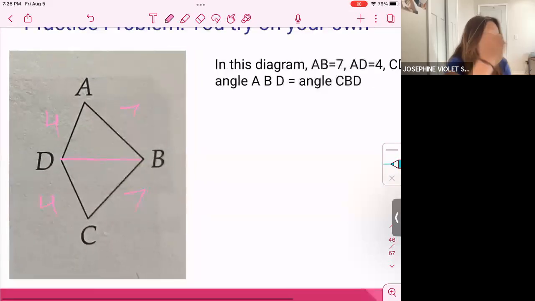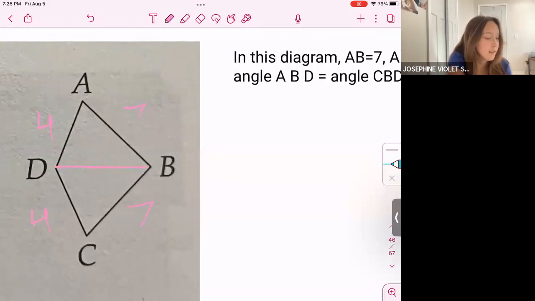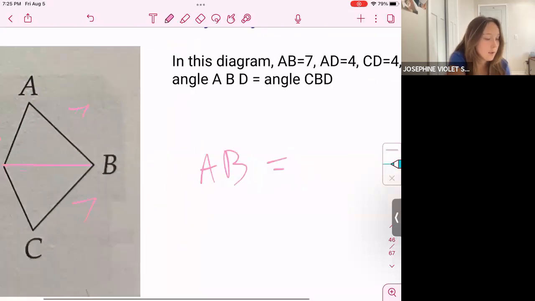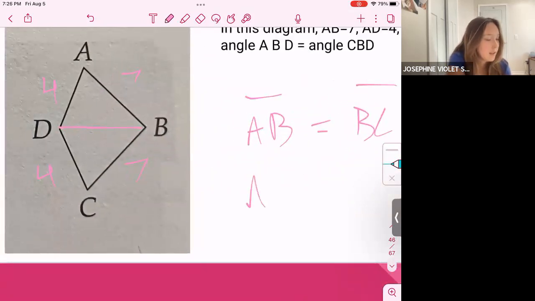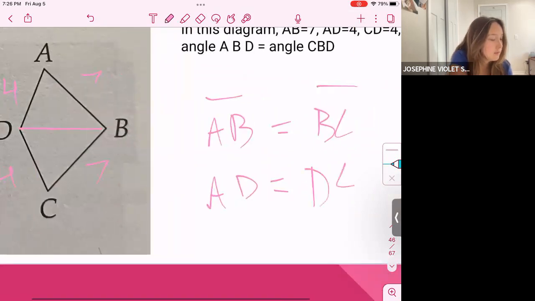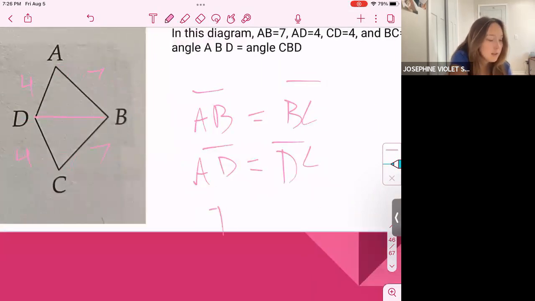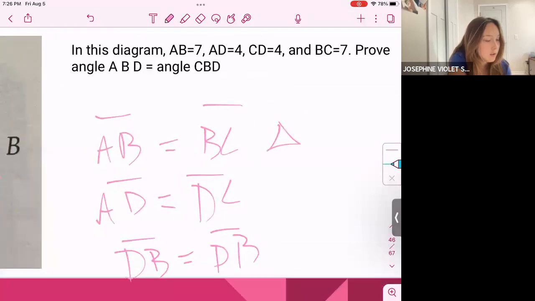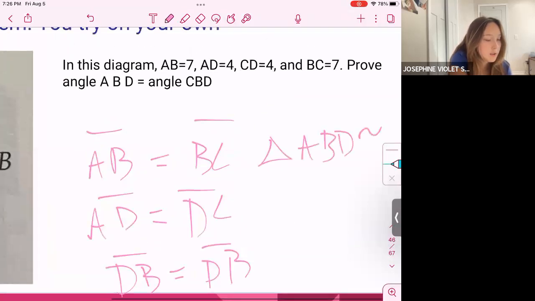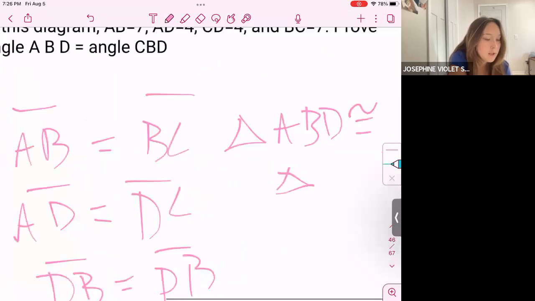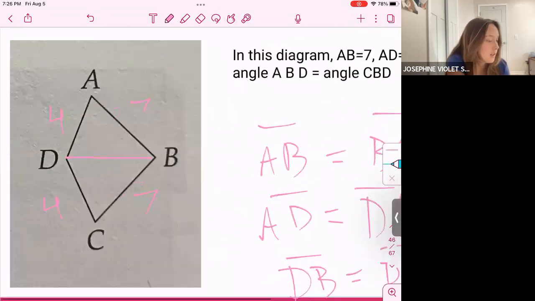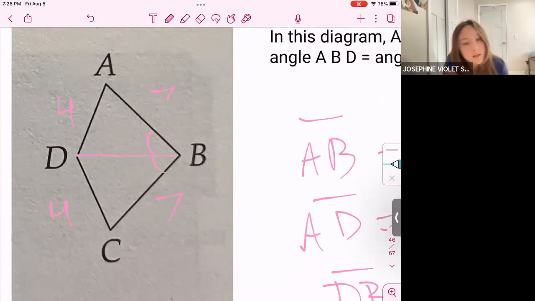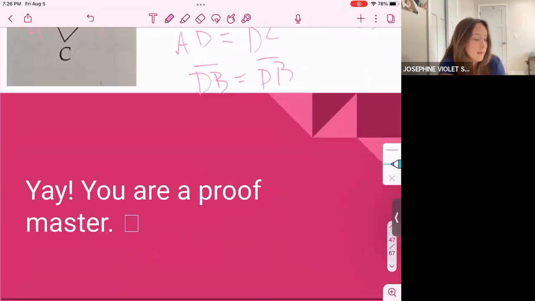Yeah, perfect. So we know that line segment AB is equal to line segment BC, which is equal to 7, but honestly, that doesn't really matter for this problem. And we know that line segment AD equals line segment DC. We also know that line segment DB is equal to line segment DB. So from this, we now know that triangle ABD is congruent to triangle DBC. And then from that, we know that these two angles, ABD and CBD, are the same because they correspond to each other. Okay, thanks so much, Justin.